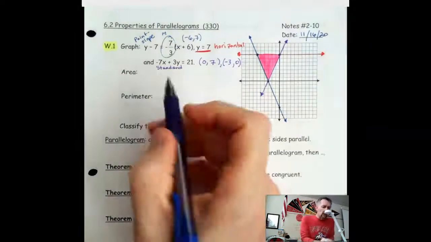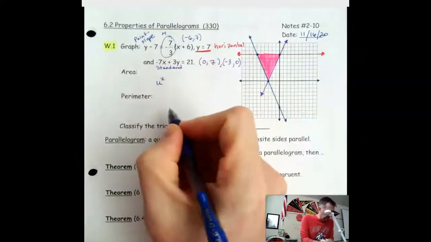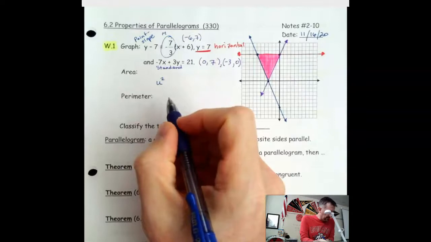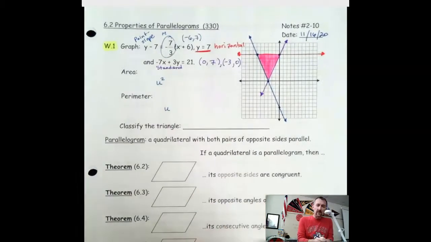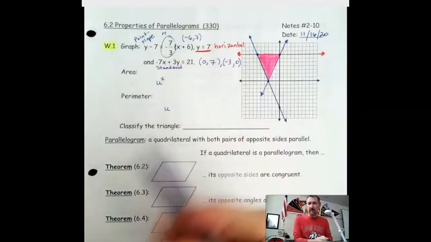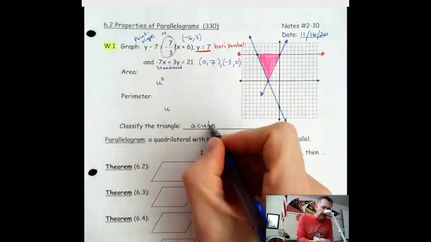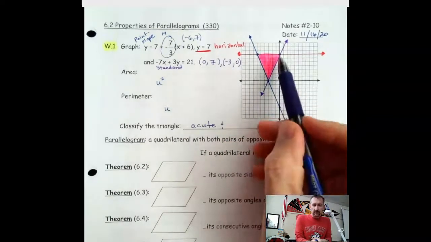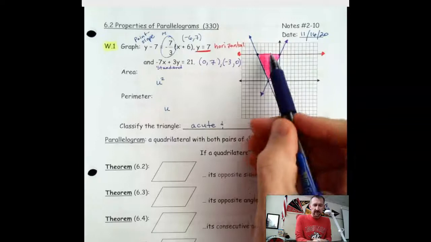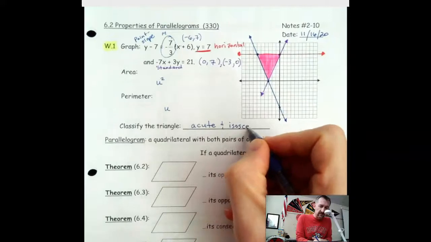Now, for the area, we want to make sure we put units squared on there, and for the perimeter, we want to make sure that we write units. Classify the triangle, we could do that right now. Hopefully you notice the size of all 3 of those angles. That's going to be an acute triangle. And I would hope you could tell, because this is 3 and that's 7, that's going to be the same on both of those. So these 2 are equal. So that's isosceles, when there are 2 equal sides.